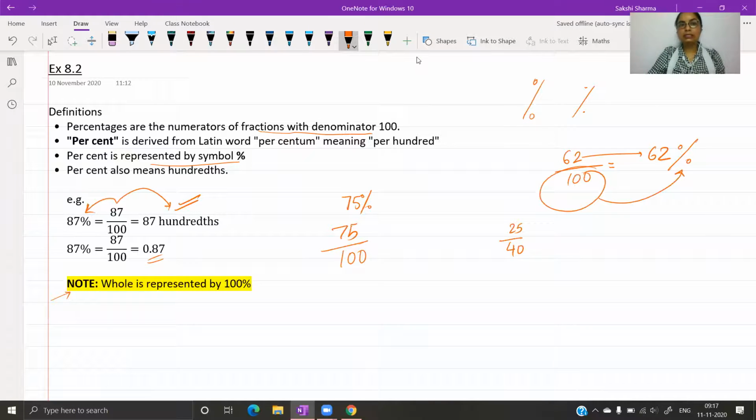And percentage simply means that if we have a fraction with denominator 100, what you can do is instead of writing that denominator 100, you can put the sign of percentage, and percentage means the value out of 100. The second point here says percent is derived from Latin word per centum. Centum means 100. So per 100 means what value we have out of 100.